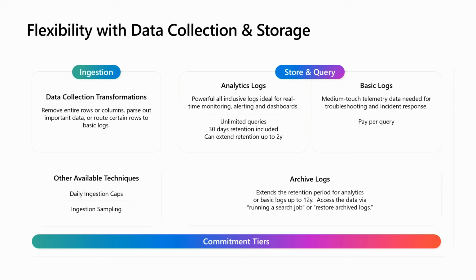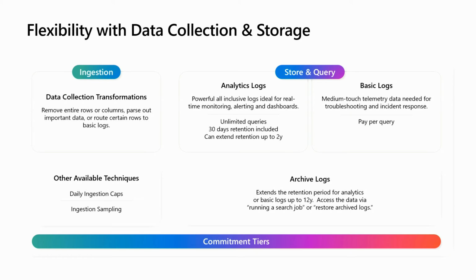And so for that, we have the archive logs. And this is basically just commodity storage, super cheap, but you can just kind of offload data, have it age out into this layer automatically. You can warm it back up. You can run what are called search jobs. Really, really cool option.